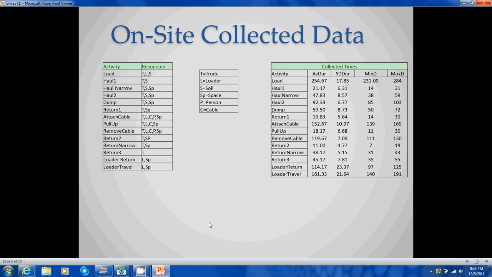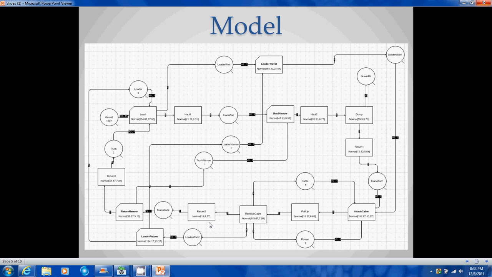For EasyStrobe, we ended up using the average duration and standard deviation duration for all activities, so that's what was inputted. The min and max, though, can be seen on the right of the chart. This is the model that we used for EasyStrobe.